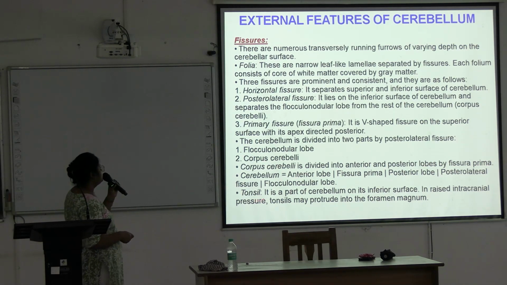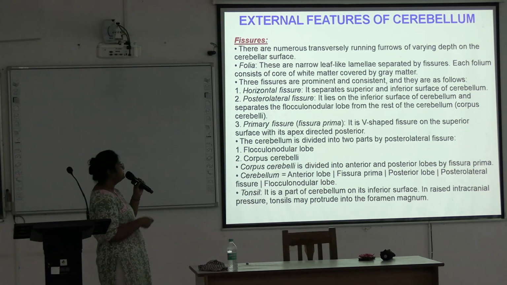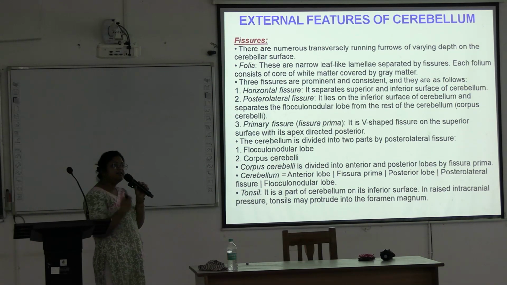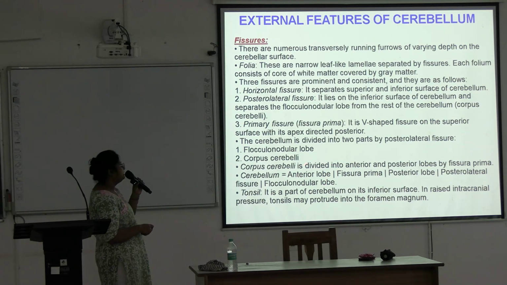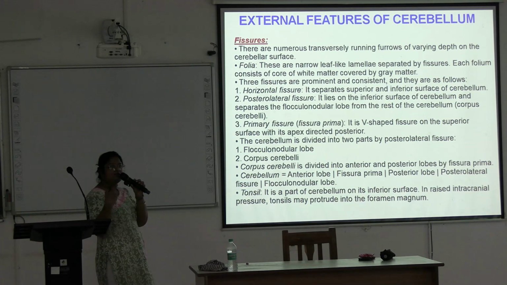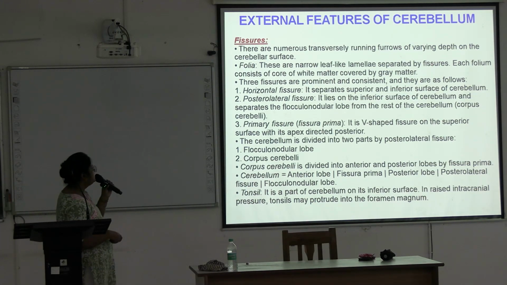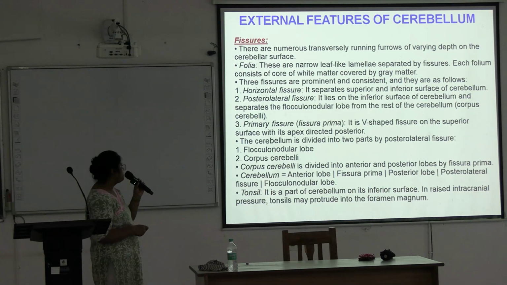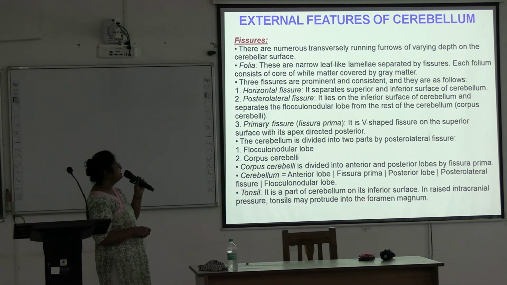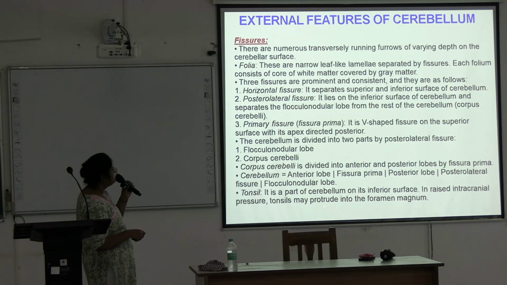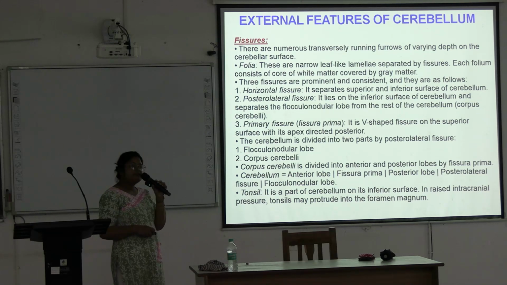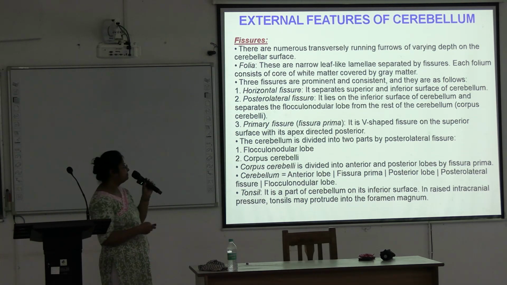So we get the structure of the cerebellum from above downward. Imagine that previous picture. You will first get the anterior lobe, then the fissura prima, then the posterior lobe, then the posterolateral fissure, and last the flocculonodular lobe, lowermost. What is the tonsil? The tonsil of the cerebellum. These terms are asked in your viva. It is the part of the cerebellum on its inferior surface, and in raised intracranial pressure, the tonsils may protrude into the foramen magnum. That's why this tonsil part is important.